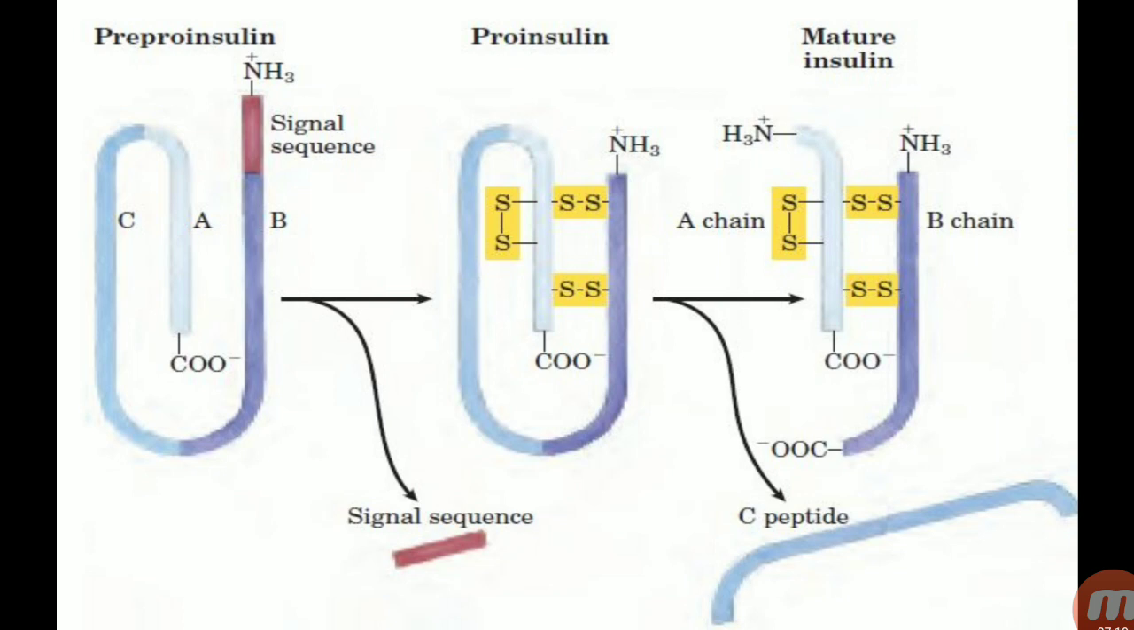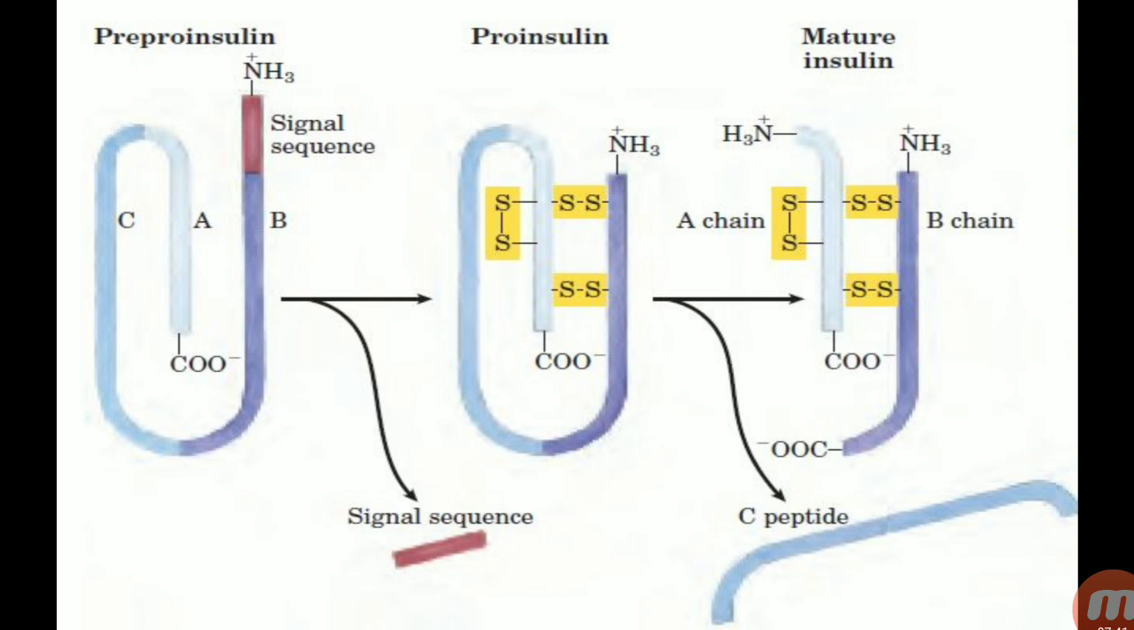When there is a proinsulin formation, there are two interchain disulfide linkages and one intrachain disulfide linkage. And from that proinsulin, when it forms a mature insulin, that connecting peptide or the C peptide is removed. So when you see the structure of insulin or the production of insulin, the insulin and C peptide are always produced in an equimolar concentration.